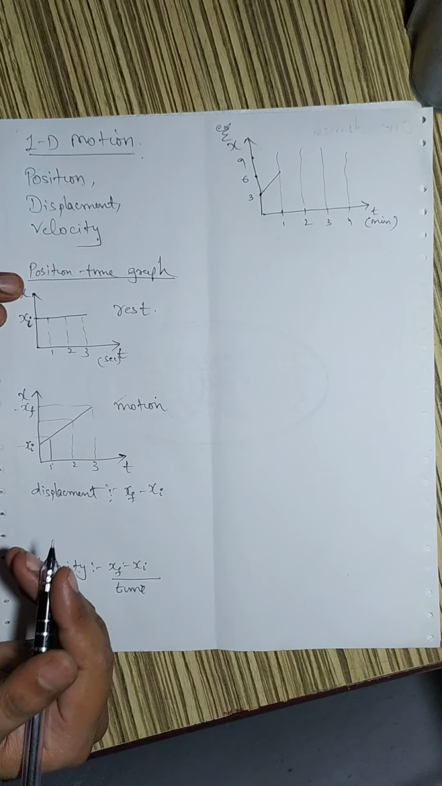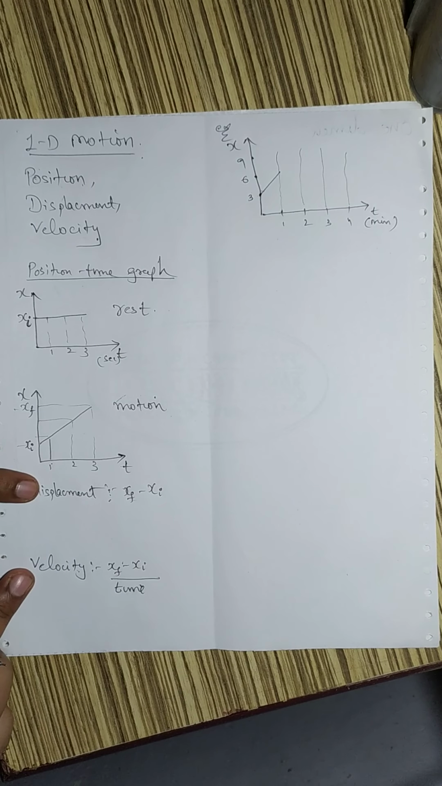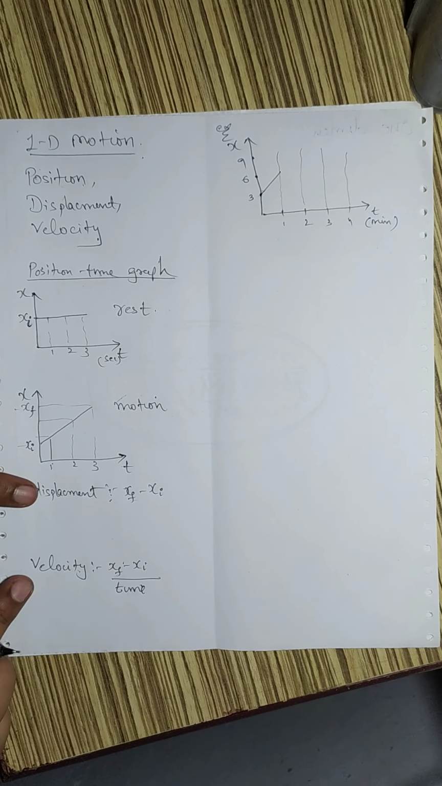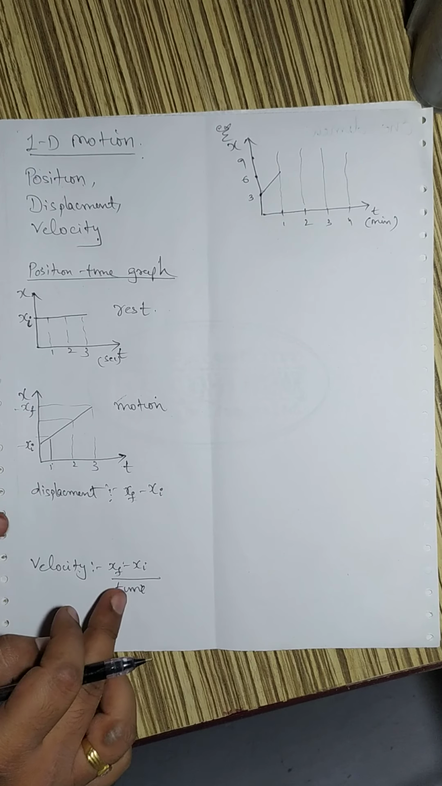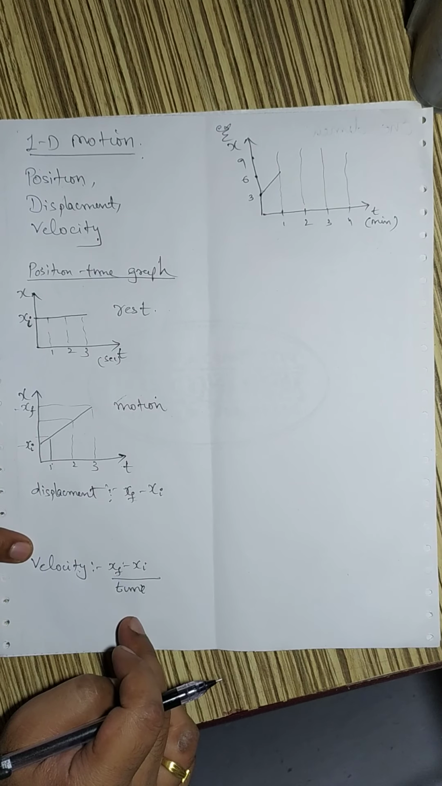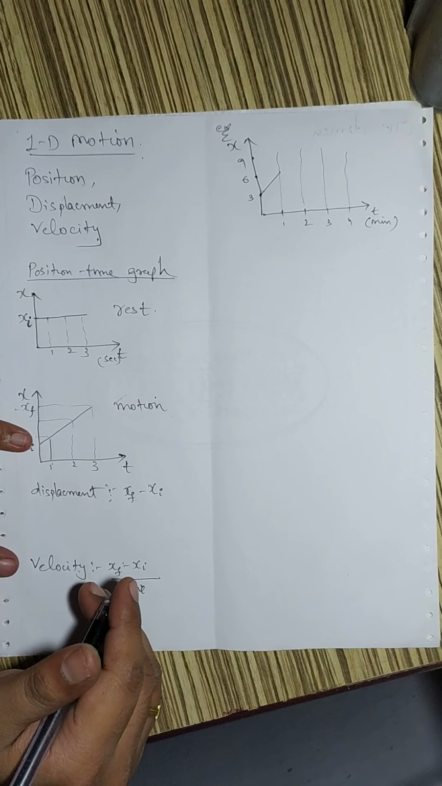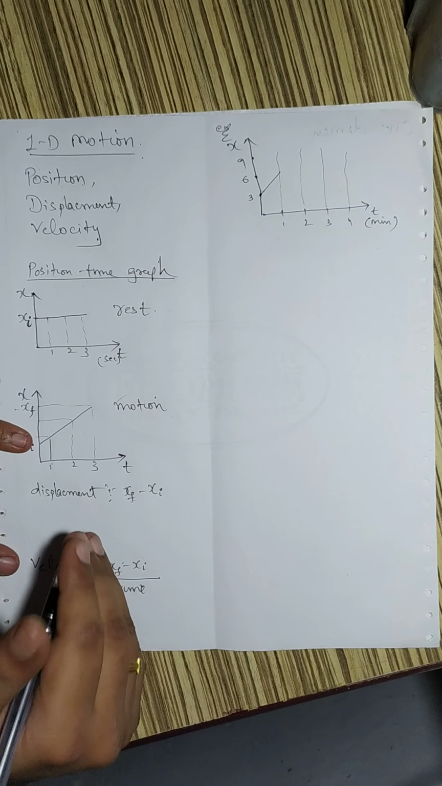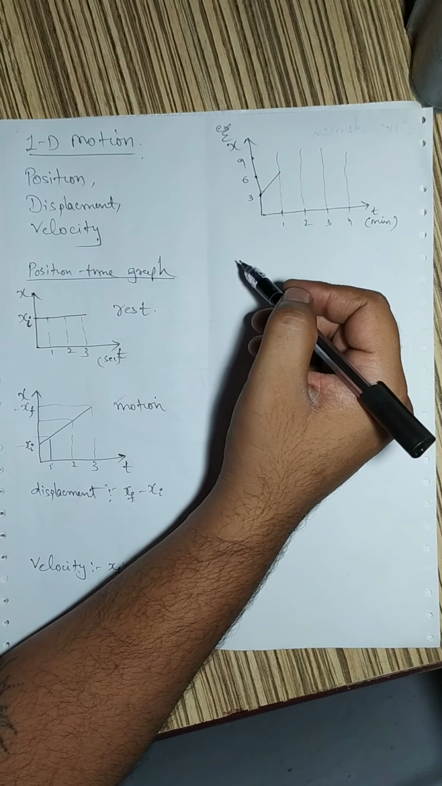From the position time graph we can calculate distance and velocity. So distance, displacement and velocity. Final position minus initial position, velocity is displacement upon time. There is also another way to calculate this. To understand that, let us see this question.